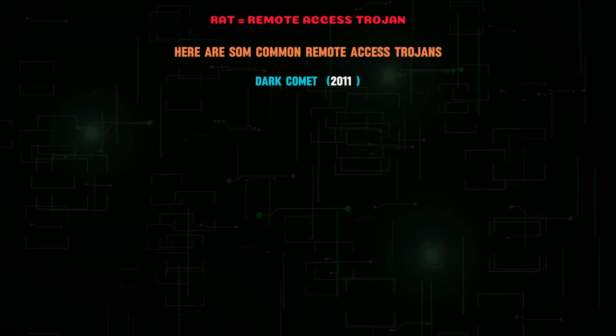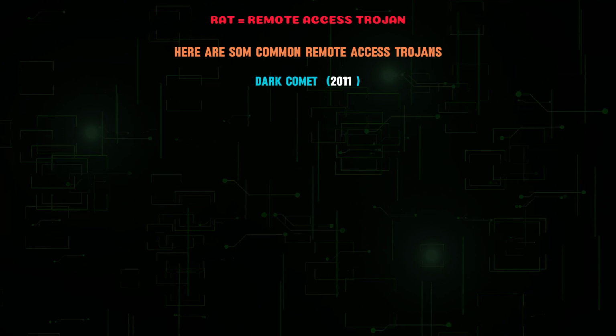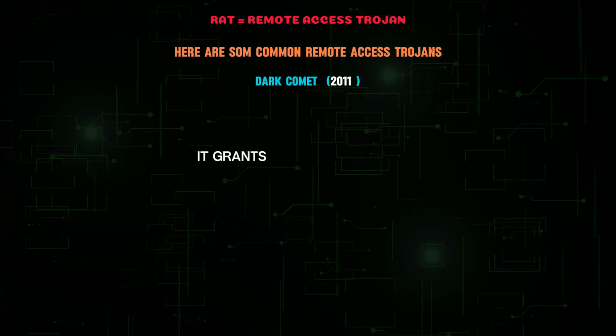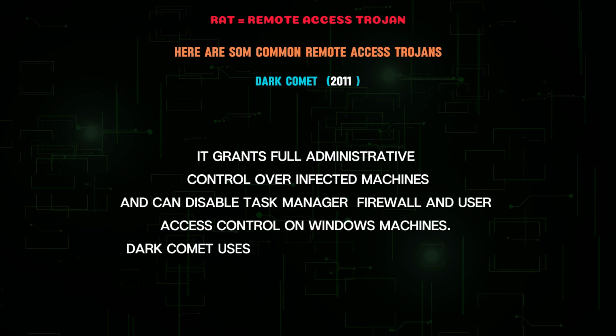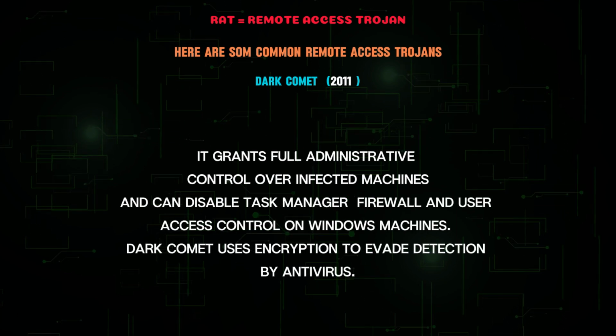Dark Comet. Dark Comet was first identified in 2011 and is still actively used. It grants full administrative control over infected machines and can disable Task Manager, Firewall, and user access control on Windows machines. Dark Comet uses encryption to evade detection by antivirus.